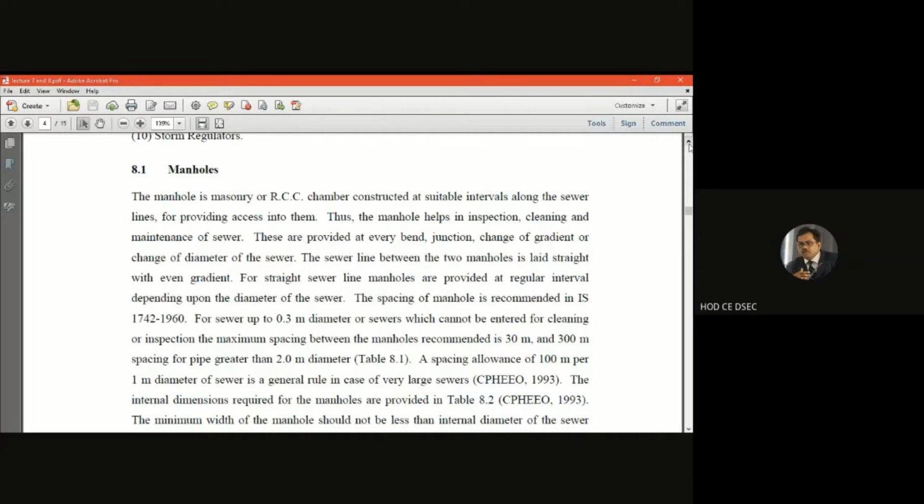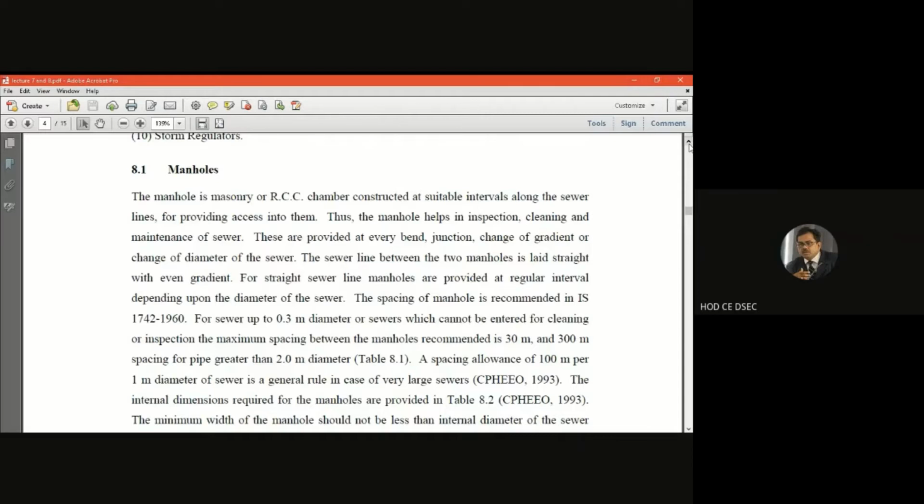At a junction: even in a straight portion, if two different diameters, larger and smaller, are joined, it is done by a manhole. Change of gradient: if along the sewer line there is a change in gradient or slope, there should be a provision of a manhole. And change of diameter, as I just said. So these are the points where generally we provide a manhole: bend, junction, change of gradient, and change in diameter.